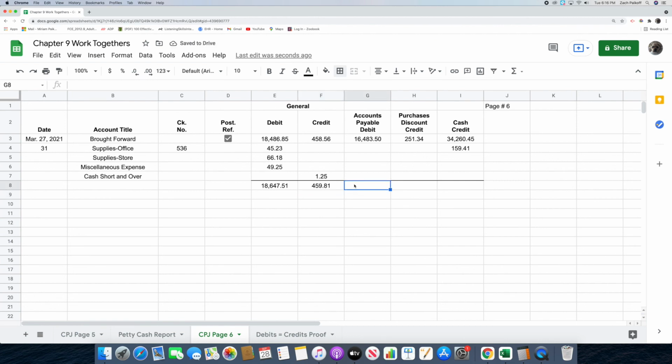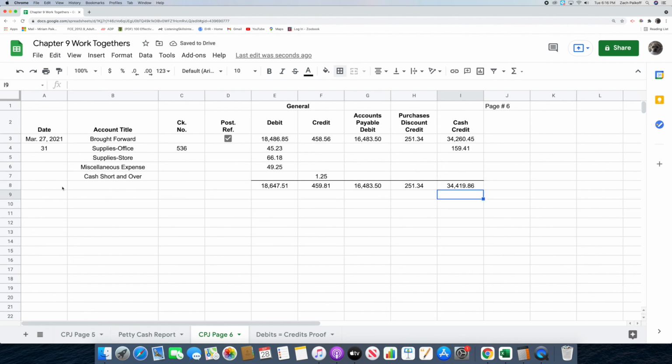The total in the accounts payable debit column was $16,483.50. The total in the purchases discount credit column was $251.34. And the total in the cash credit column was $34,419.86.